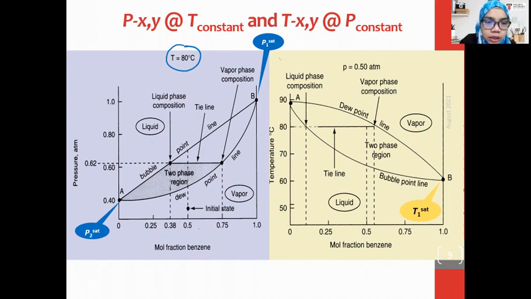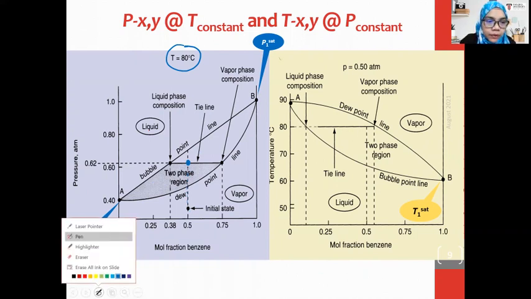You can see here, for example, at initial, we have the initial state here. We have the composition at 0.5 here. And then if we increase the pressure along this line until about 0.62 atm, we can have this. The overall composition is 0.5.